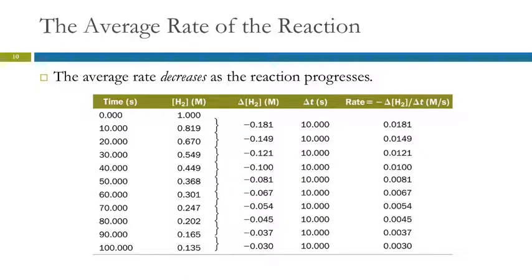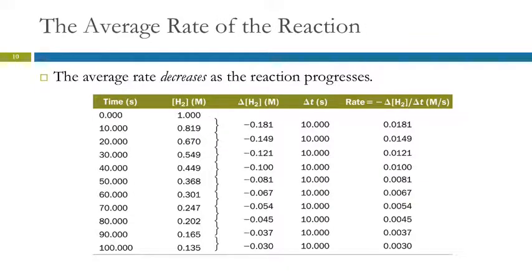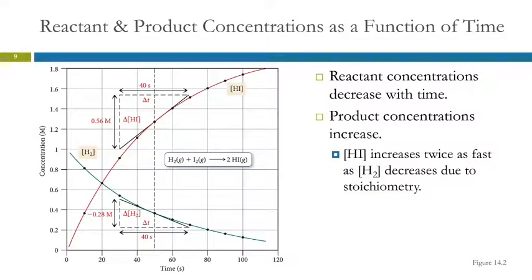The average rate of the reaction actually decreases as the reaction proceeds. Sometimes I get lost and I forget what I'm doing. So these are not straight lines, are they? They're curved lines. And so the rate of change, the slope of this line, it's becoming less steep as time goes on. The rate of the reaction is the slope of that line.